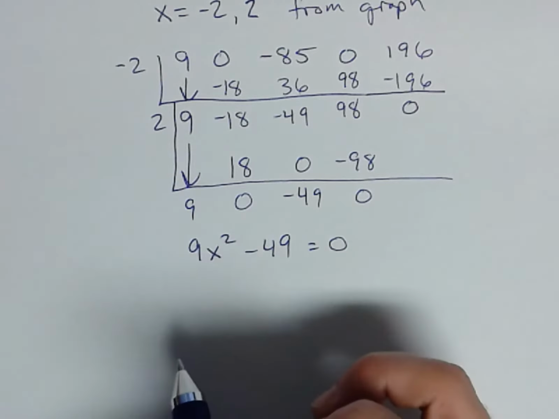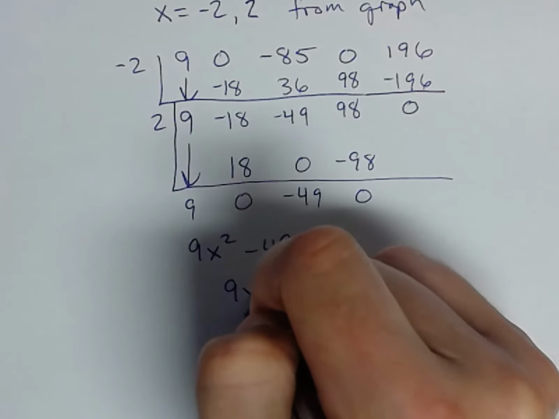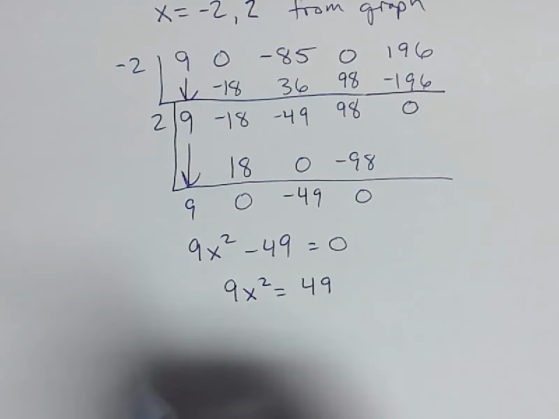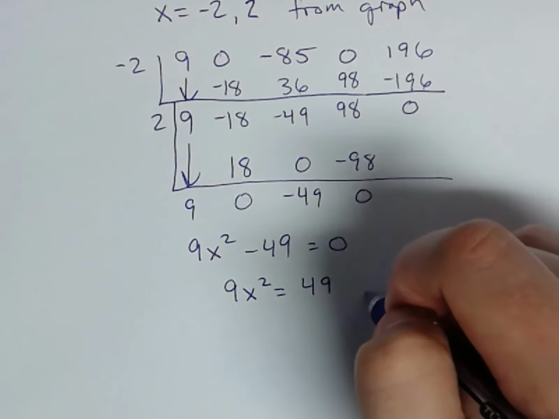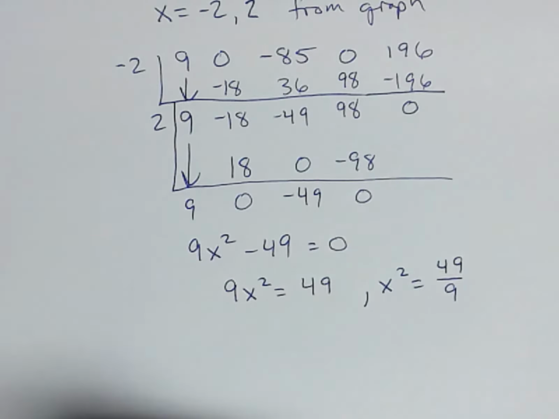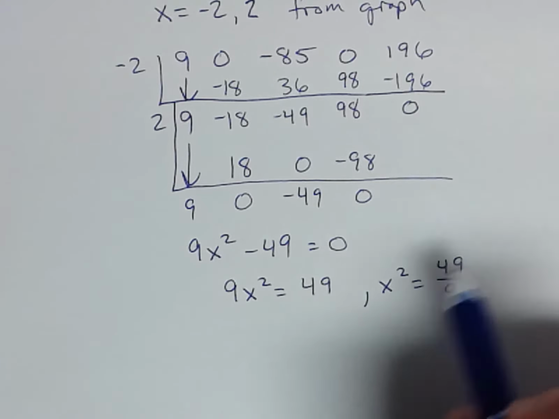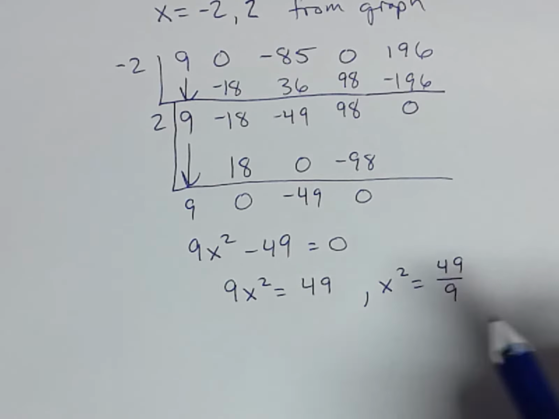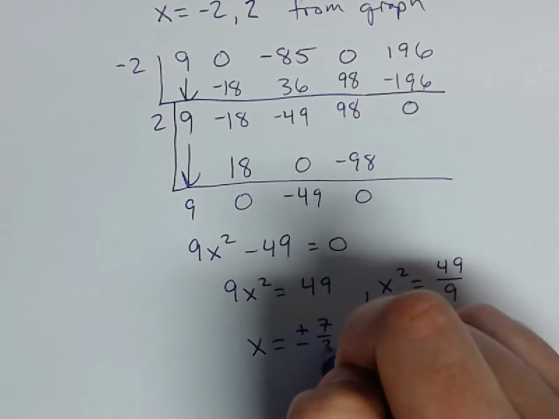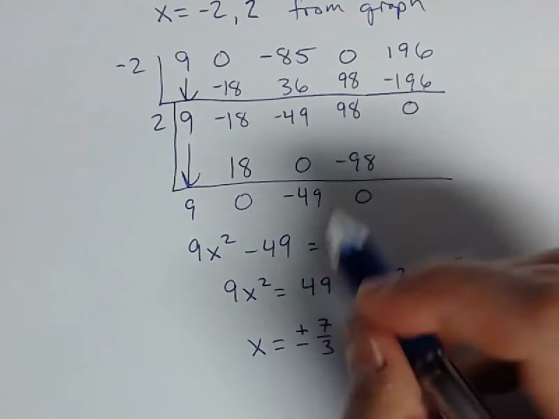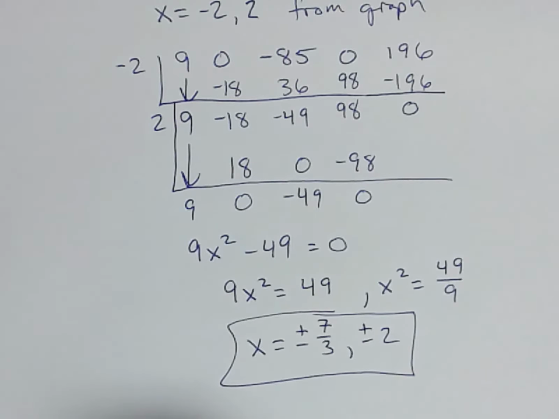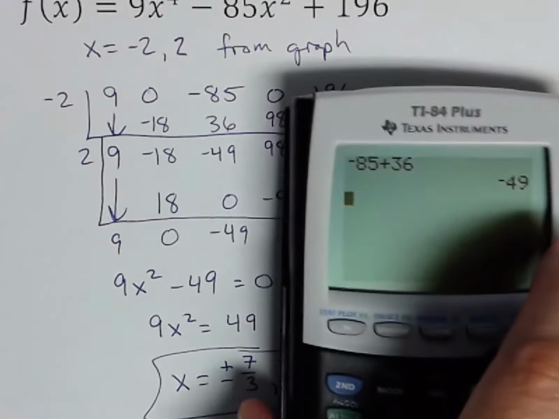Let's just isolate the x squared. So 9x squared equals 49, right? Add that 49 over. Now you could divide by the 9. So x squared equals 49 ninths. Take the square root of both sides. These are both perfect squares, by the way. And so x equals plus or minus 7/3 and plus or minus 2. Now let's check that real quick on our calculator.